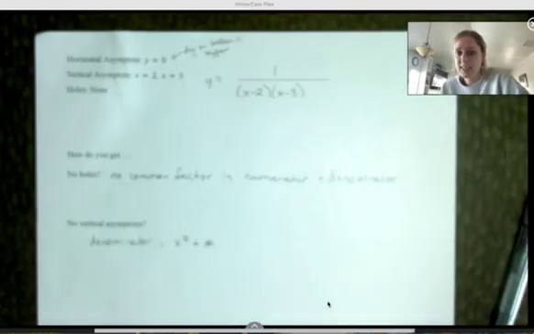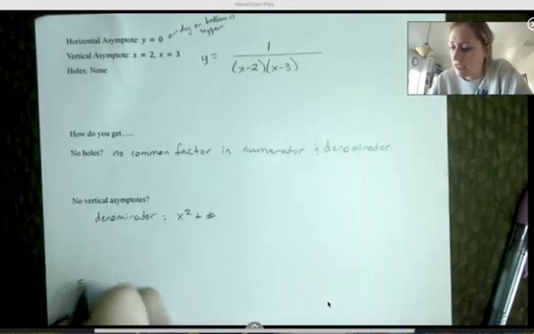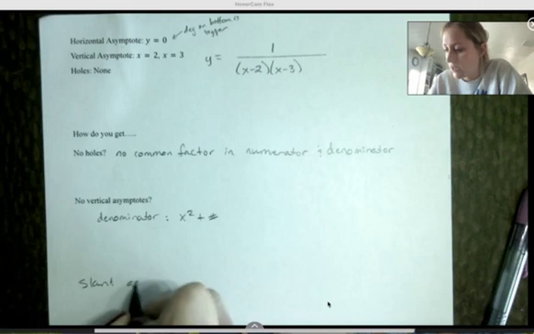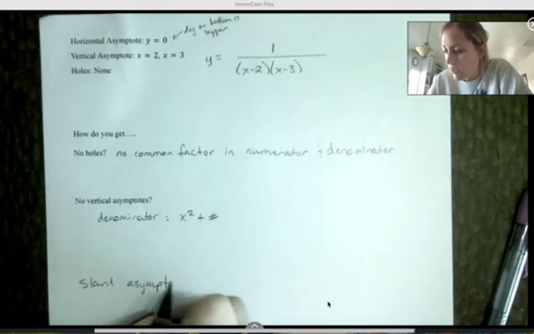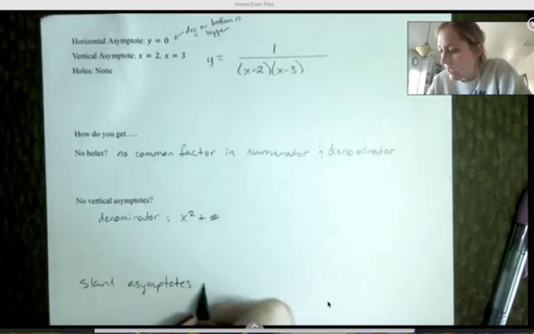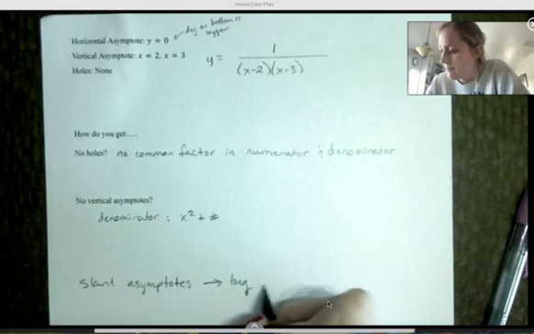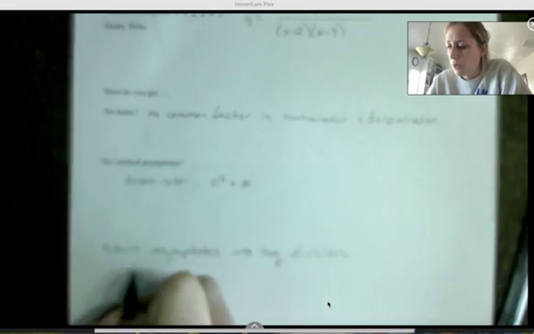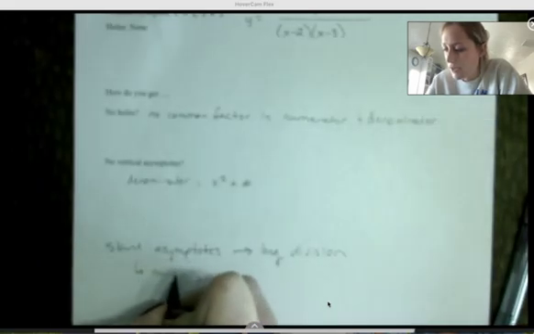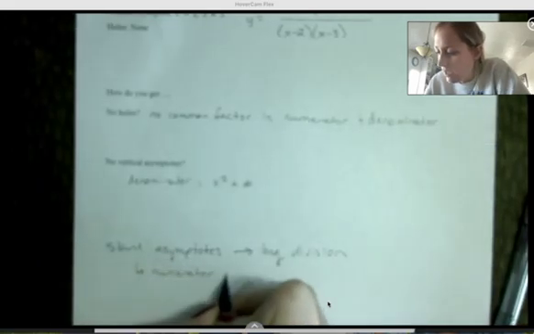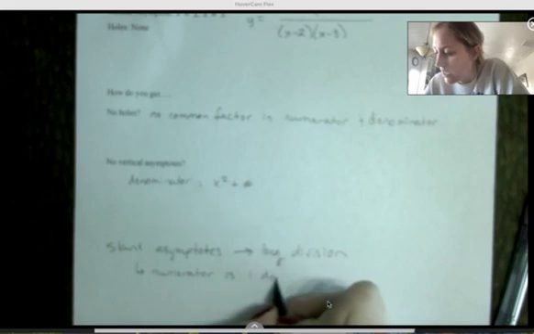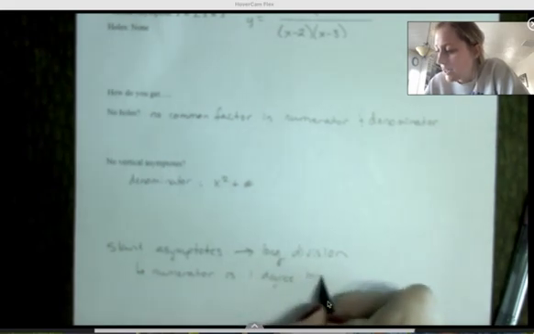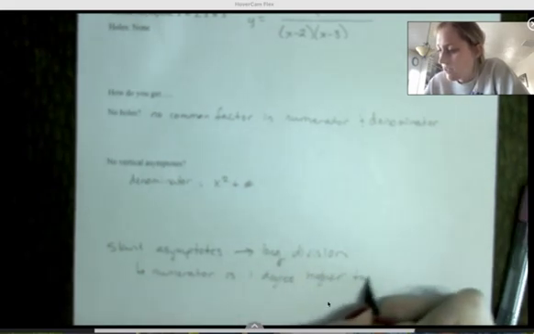All right, guys, and that is it. The last thing I would just say is slant asymptotes. I'm going to add this note in here. It's long division to get. And that happens when the numerator is 1 degree higher than the denominator.